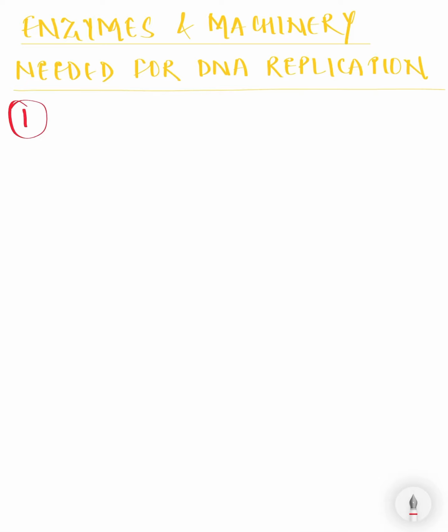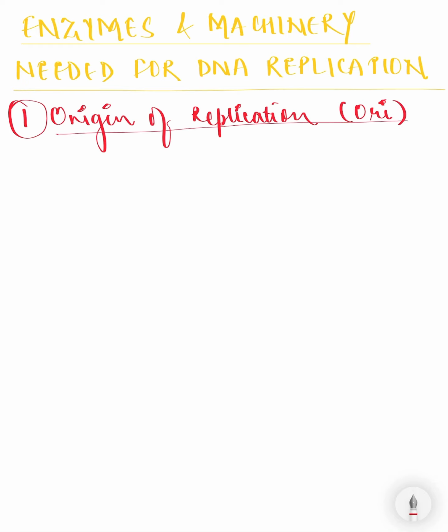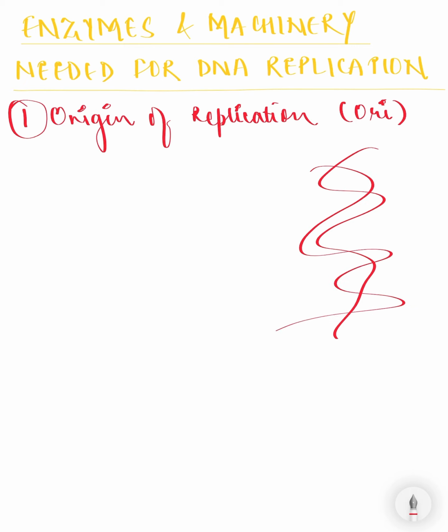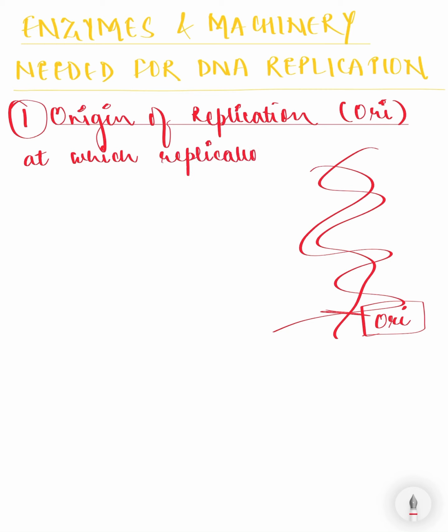The very first thing that we need for the DNA replication is the origin of replication. We also call this ORI. This is the region in the DNA at which the replication starts. Let's take an example. The origin of replication is here in the DNA. So this is the point at which the replication starts. Now let's go with the second thing.